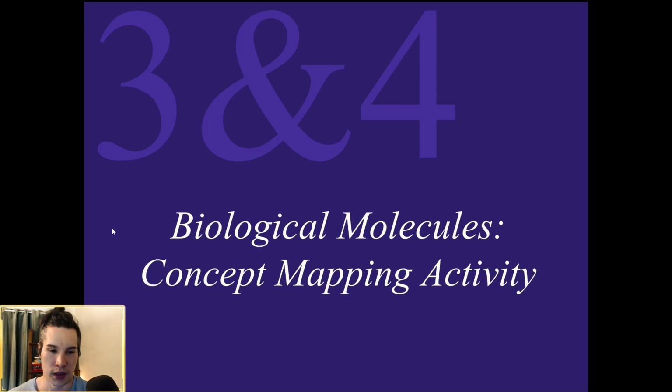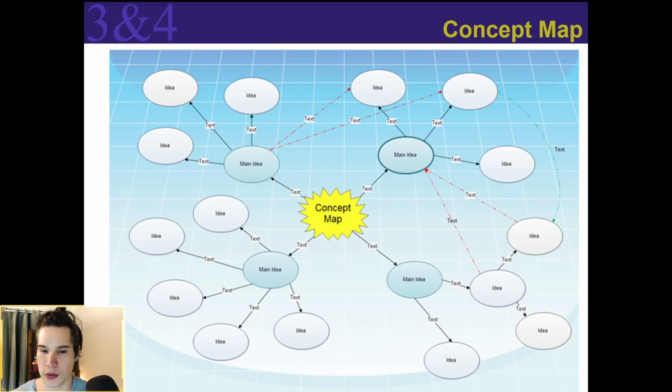Hey. One thing I want you to do while going over this PowerPoint is make a concept map. Now, for those of you who don't know what a concept map is, typically you have some kind of central theme which we draw or write in the middle. And branching off from that central theme, we have many main ideas, and branching off from those main ideas, you have many sub-ideas. So in this case, in the center, we would have macromolecules.